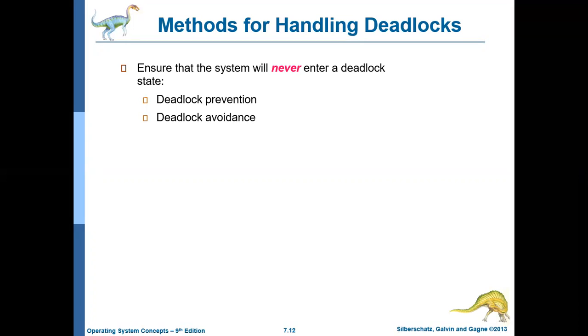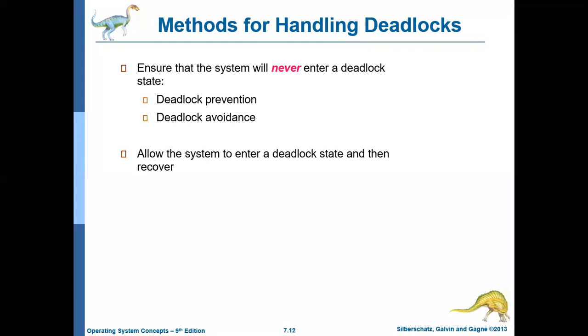Then we have deadlock recovery. It means you allow the system to enter the deadlock and then recover from that. And the third option is you pretend as if deadlock has not occurred at all and you ignore the problem itself. So these are the three ways of handling deadlock.